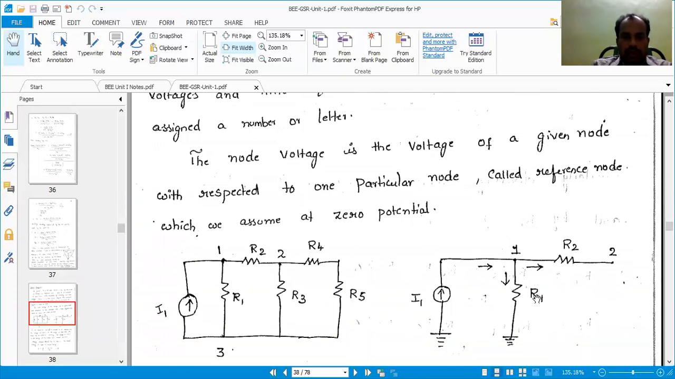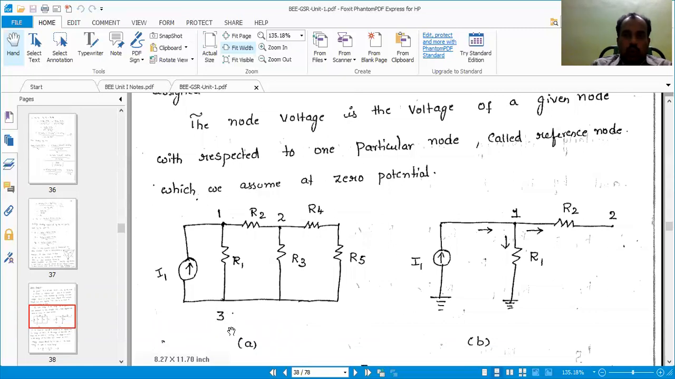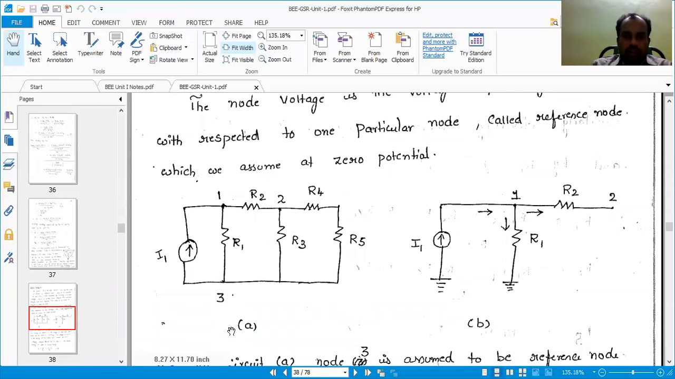For example, in the circuit diagram, there are two nodes. Now we can write.